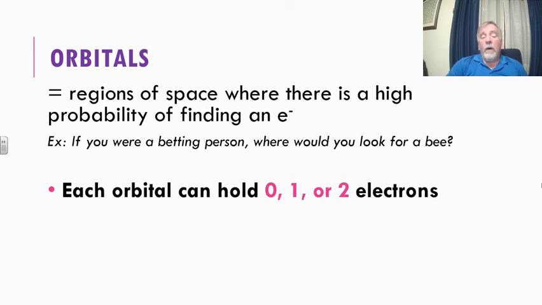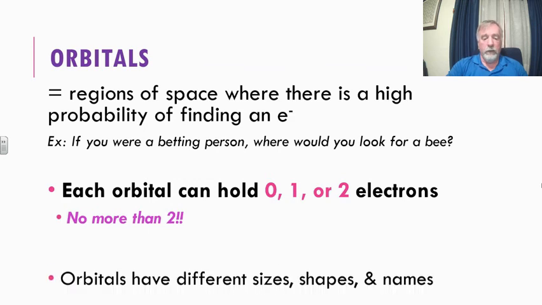Now we go further in quantum mechanics, and it tells us that in a given orbital, this given region, there can only be 0, 1, or 2 electrons in that orbital. And quantum mechanics explains very nicely why there can only be 0, 1, or 2 electrons in that orbital. Never more than 2. Very key point. Never more than 2.